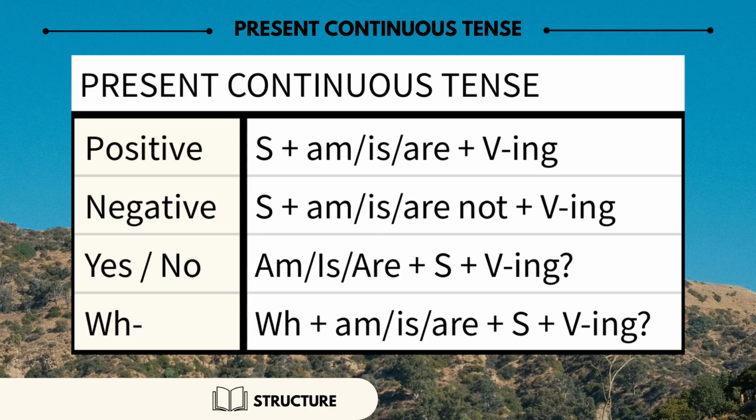2. Negative sentences. Now, what if something is not happening? Then we simply add not after the verb be. So we still keep the same structure, but we interrupt it with not. For example, I am not watching TV. This tells us that right now, TV is not part of what I'm doing. She is not feeling well.